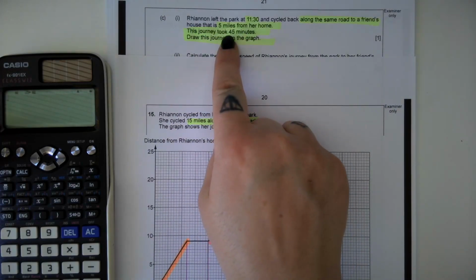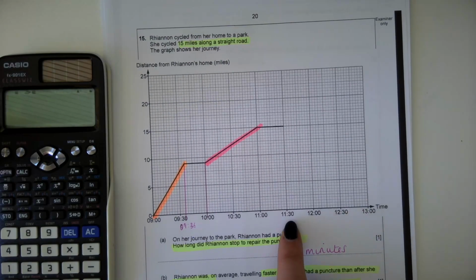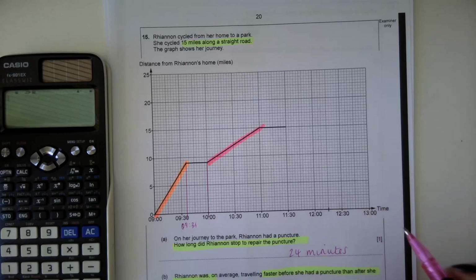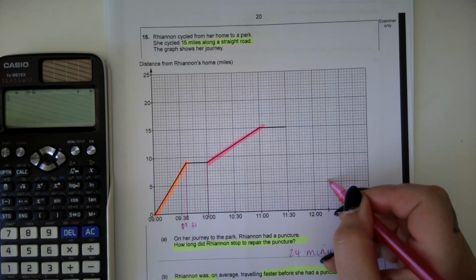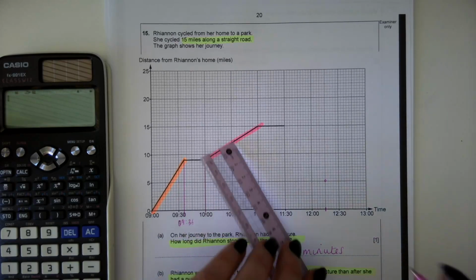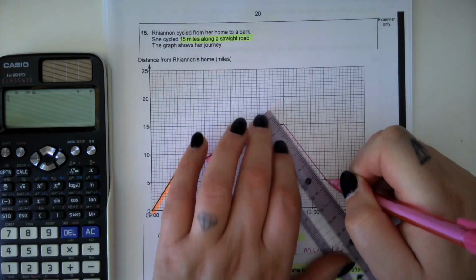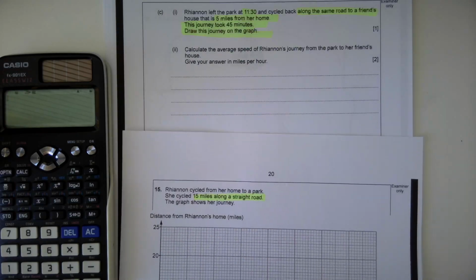It says that this journey took her 45 minutes. So from here, from 11:30, 45 minutes would be at 12:15. She's only travelling to 5 miles away from her house. So this is where her friend's house is. So we're going to join that line onto the graph there. I did it in pen, guys, so you could see it nice and clearly. Obviously, please do it in pencil in case you need to rub it out.